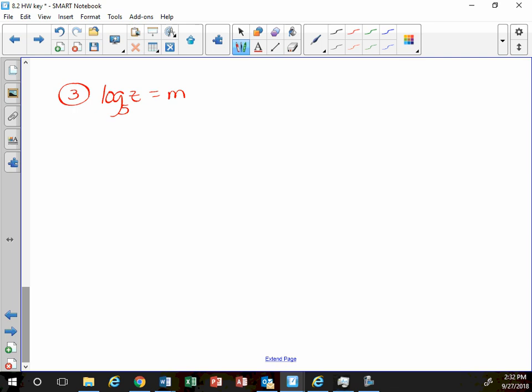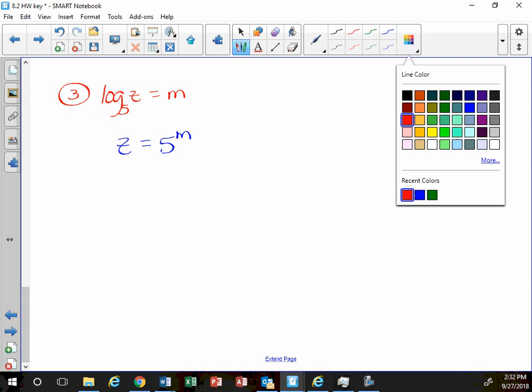All right, so now I need to re-record this. Like in the last question, all you need to know is the base is 5. So you should get Z equals 5 to the M on this one. Let's go. Let's do one more just to make sure.